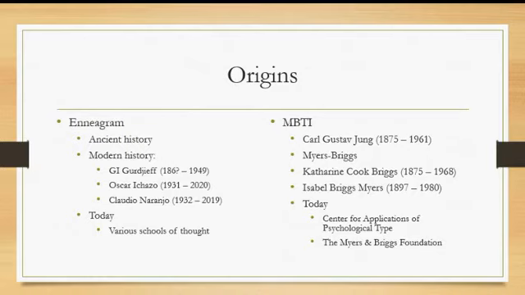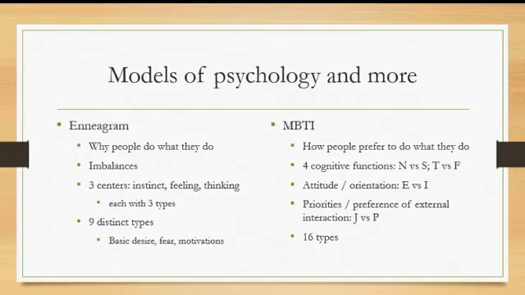So Katharine Briggs and Isabel Myers, who were a mother and daughter team, it's very important to know that they did not have any official training in psychology. What they did is they came up with the MBTI, which stands for Myers-Briggs Type Indicator, which was a list of questions that helped determine what your, quote unquote, type was. And today we have the Center for Applications of Psychological Type and the Myers and Briggs Foundation, basically the go-to groups for the MBTI. So they are both models of psychology and more.